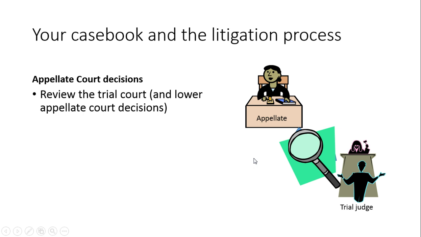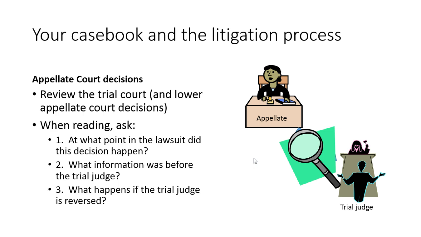So what you need to think about and ask yourself when you're reading these appellate court decisions in terms of process is first, at what point in the trial lawsuit, where are we when the decision was made that this appellate court is now reviewing? Were they early in the litigation process, partway through, after, or at trial?